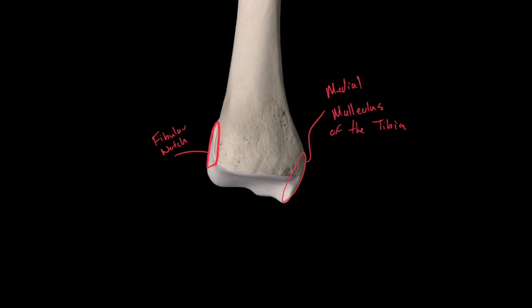And the last landmark that we're going to learn on the tibia is this one down here. This is a surface called the inferior articular surface of the tibia. And those are all the landmarks that we need to know for the tibia. We can go ahead and move along to the fibula now. The fibula is a long, narrow long bone, and it looks pretty plain and simple. And there aren't too many landmarks that we need to know.